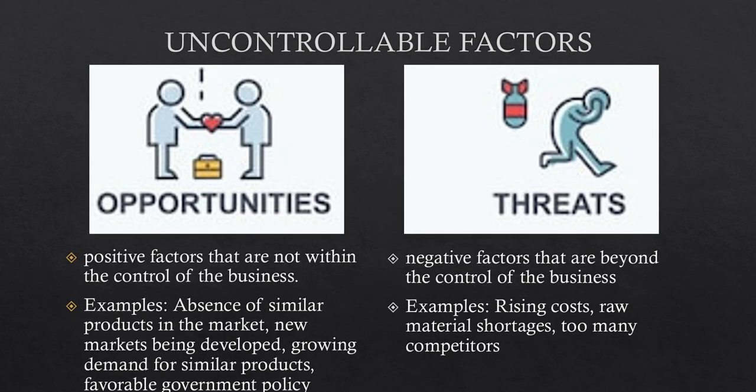The uncontrollable factors are opportunities and threats. Opportunities: positive factors that are not within the control of the business. Examples: absence of similar product in the market, new markets being developed, growing demand for similar products, and favorable government policy. Threats: negative factors that are beyond the control of the business. Examples: rising cost, raw material shortage, too many competitors.